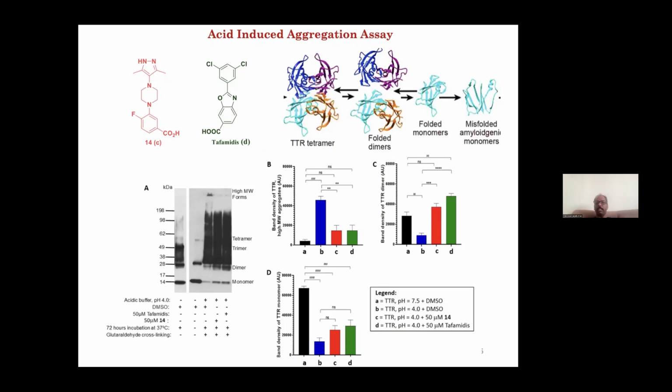So all we can say is our compound is able to stabilize the tetramer. We can see some dimer and we can see some monomer. So this is what exactly we want to see. So we can say for surety that this compound is able to stabilize the tetramer kinetically.